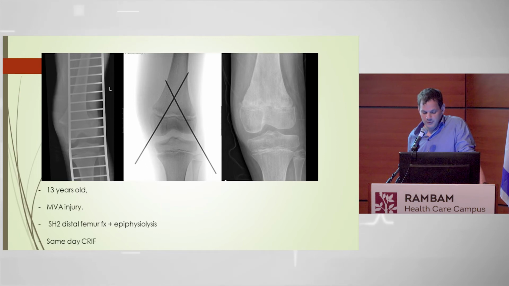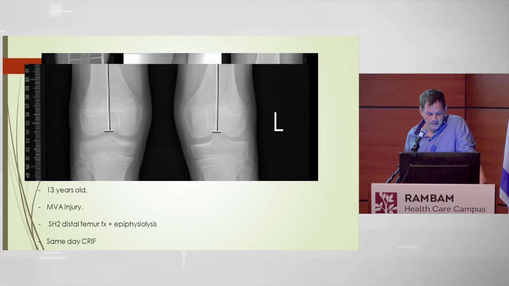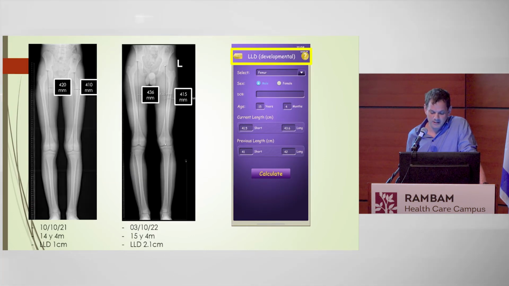We can use the multiplier method to calculate the projected LLD in acquired or developmental conditions as well. This is a 13-year-old patient with distal femur Salter-Harris 2 fracture and epiphysiolysis because of a motor vehicle accident. On the same day, he underwent closed reduction and pinning of the fracture, and the result is pretty good radiographically. But a year later, we can see a complete closure of the distal femoral physis. At the age of 14, he has LLD of 1 centimeter, and at the age of 15, he has LLD of 2.1 centimeters. And after we have the length of the two femurs at 2 different times, we can use the multiplier app to calculate the projected LLD.